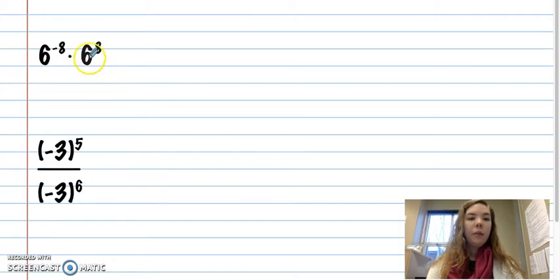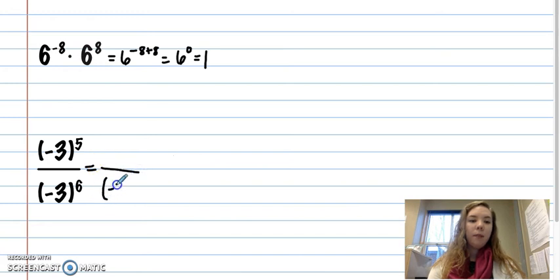Okay, here we go. We have 6 to the negative 8th power times 6 to the 8th. Since we are multiplying powers, we're going to add our exponents. Negative 8 plus 8 is 0, and then anything to the 0 power is equal to 1. All right, in this case, I have more -3's on the bottom. How many more? Just one more. So I would actually rewrite this as 1 over -3, but you can leave it like this.